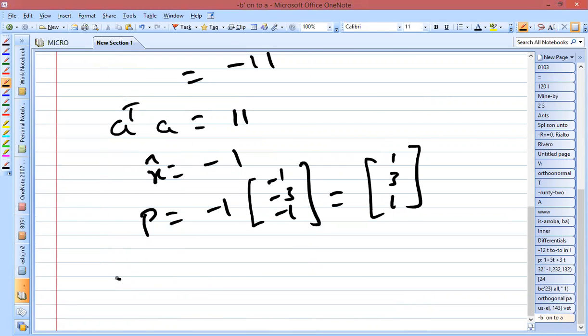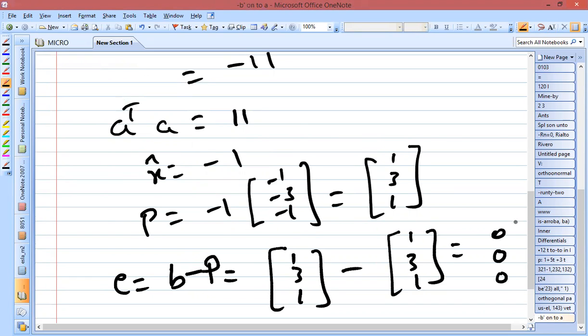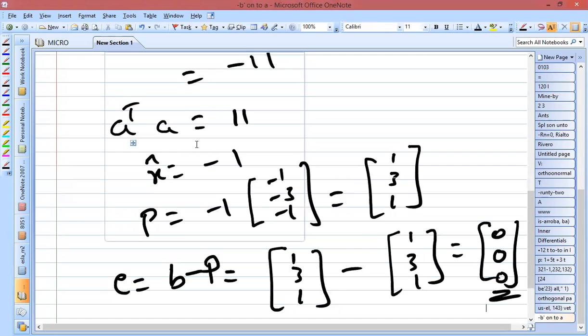Here the error is nothing but the distance that we used to calculate, B minus P. B is 1, 3, 1 and P is also 1, 3, 1. So 1 minus 1 is 0, 3 minus 3 is 0, 1 minus 1 is 0. So you can see the error between the line projection and the vector B is 0.